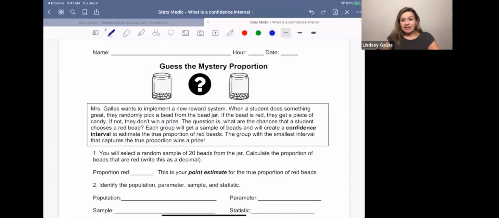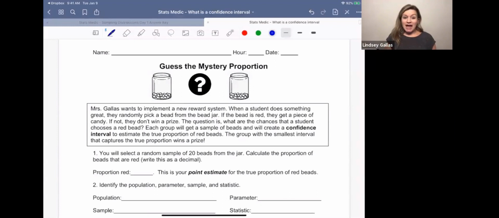So they get their 20 beads, they figure out how many of them are red, and then it's up to them to decide from that proportion how far out they want to go. They could say there are between 0 and 100% of red beads in the jar. Well, yeah, of course, but then they're not going to win because they weren't narrow enough in their guess.